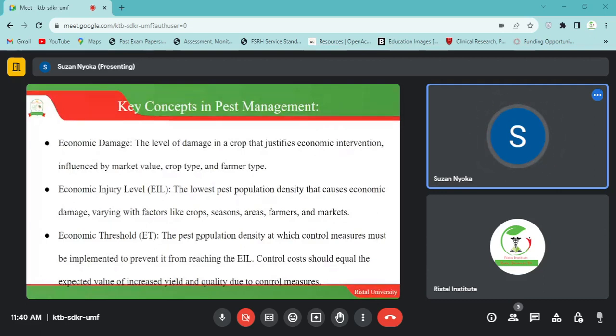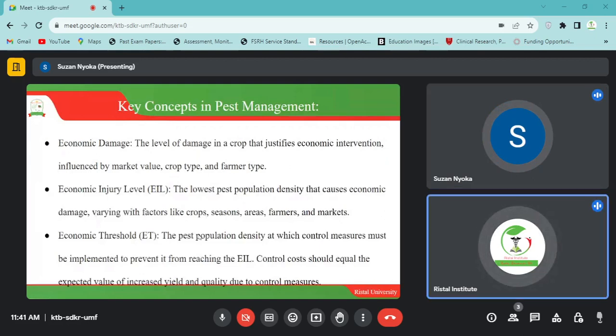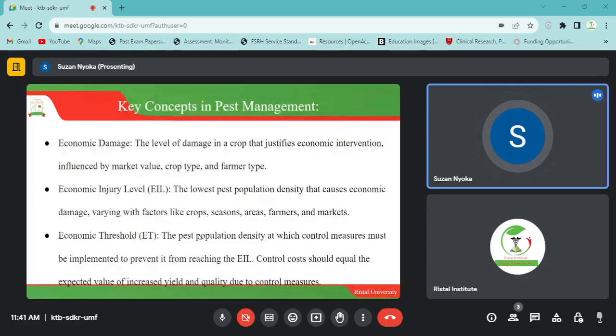That density at which countermeasures must be implemented to prevent it from reaching the economic injury level. Control cost, countermeasures. Yes, the cost you're going to put at this threshold level, you ensure that of course you will get it back after successfully managing to lower the number of pests. Make sure you get the money back.